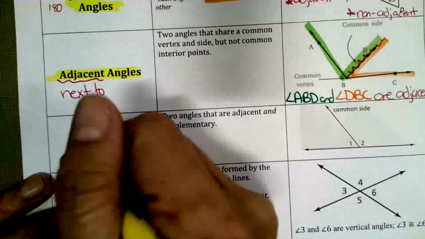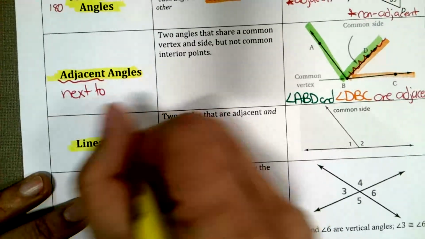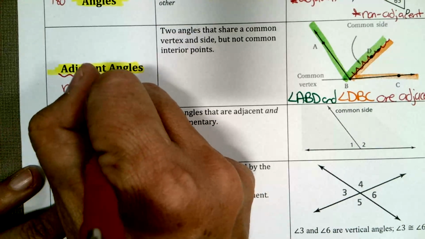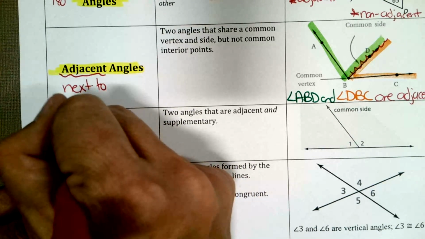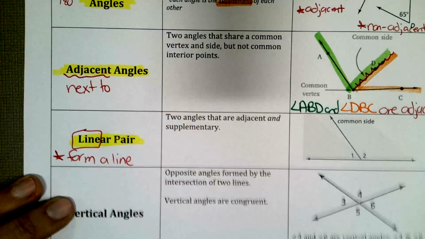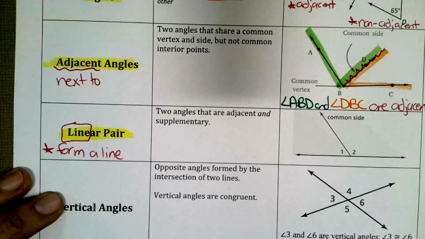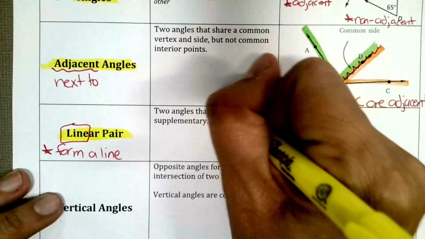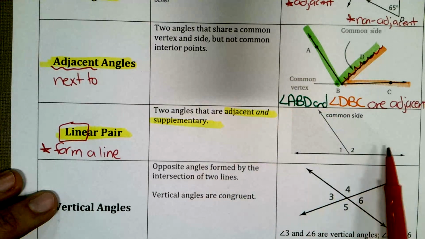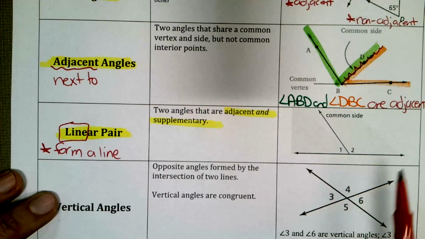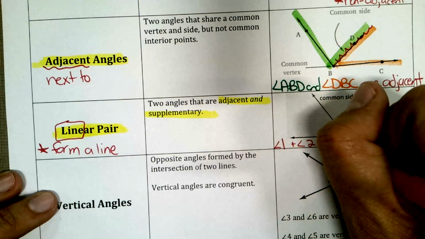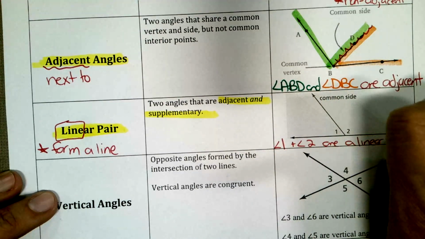A linear pair. There's a word here, the first four letters spell line. A linear pair must form a line. This is two angles that are adjacent and supplementary. So they have to be next to each other and form that straight line. So here we could say angle 1 and angle 2 are a linear pair.